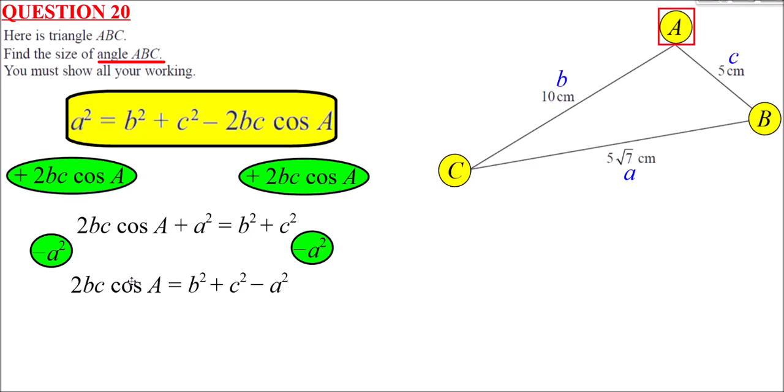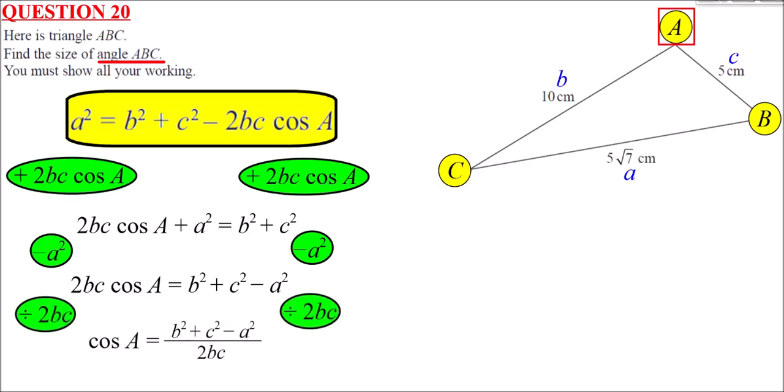I can now get cosine of A on its own. Cosine is the full name for cos, by the way, if you're wondering. I can just divide everything by the 2bc in front of the cos A. So dividing everything by 2 lots of bc, I see that cos A is b squared plus c squared minus a squared, all divided by 2bc.